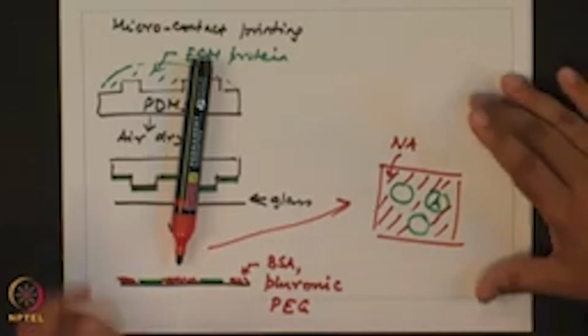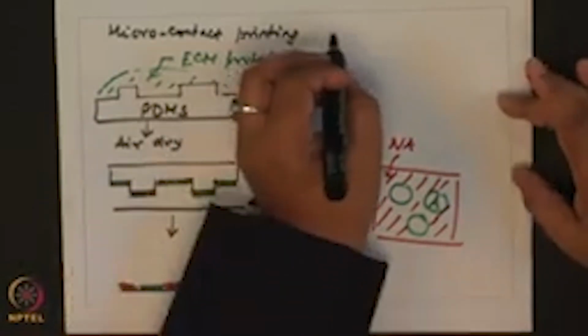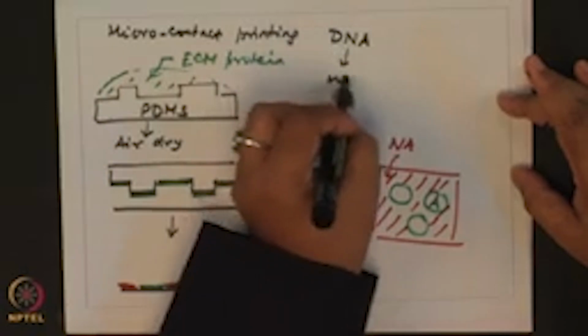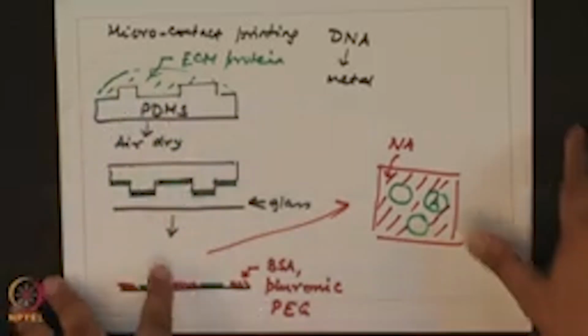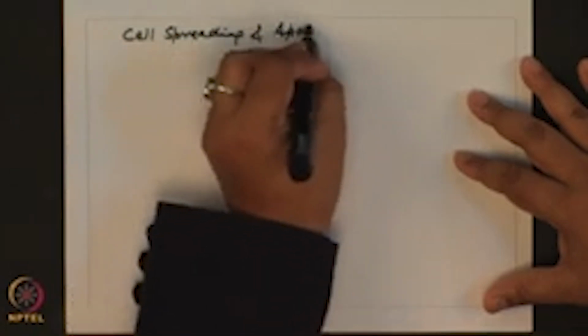And instead of coating just your ECM proteins, you can also microprint DNA or any other material on it, so you are not limited in the type of thing with which you are working. I will just discuss one last study. One of the first studies showed the linkage between cell spreading and apoptosis.